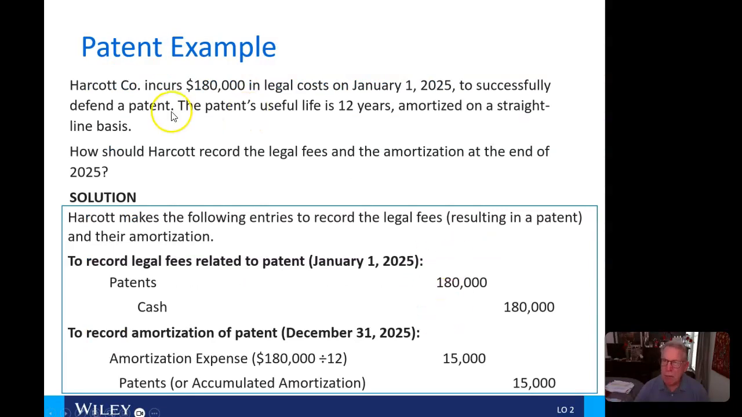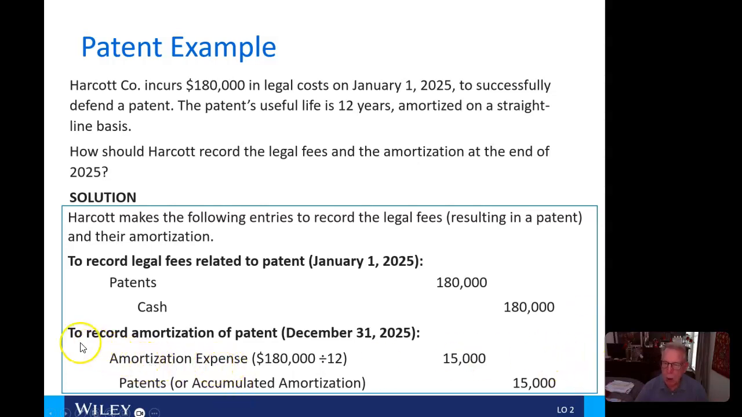So, an example of patents here, Harcourt incurs $180,000 in legal costs on January 1, 2025 to successfully defend a patent. Underscore successfully. The patent's useful life is 12 years, amortized on a straight line basis. How should Harcourt record the legal fees and the amortization at the end of 2025? And the solution is that Harcourt will make the following entries to record the legal fees resulting in a patent and their amortization. So we're going to record patents of $180,000. That's pretty easy. Debit patents, credit cash.